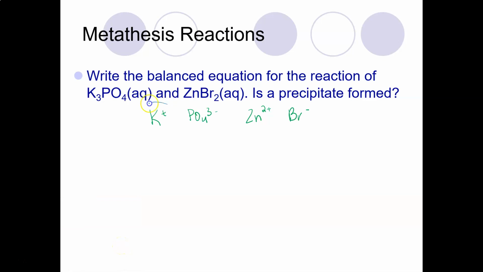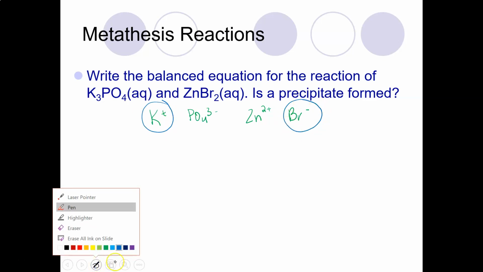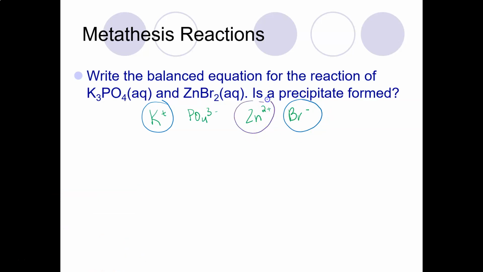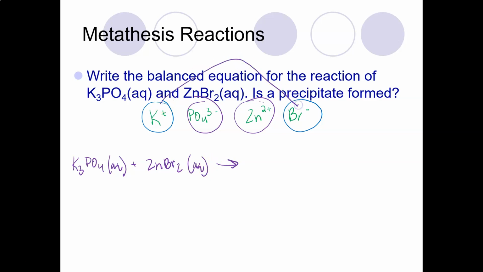So when we put this together, potassium and bromide are going to end up together on the products side, and zinc and phosphate are going to end up together on the products side. So when I go to write this out, first I'm going to write the reactants. So K3PO4, aqueous, and ZnBr2, aqueous, arrow. So I'm going to put potassium and bromide together.